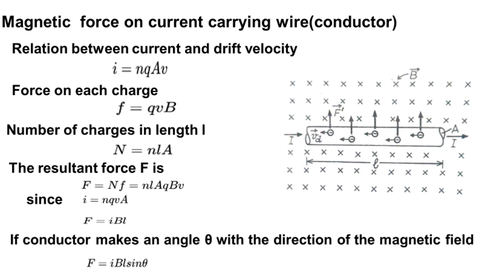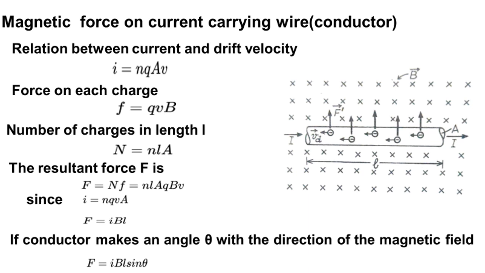Since the force on the conductor as a whole is the resultant of the force on the moving charges within it, let us take small n as the number of charges per unit volume which are moving inside the conductor with the drift velocity small v. As per the relation between the current and drift velocity, I equals nqAv, we have a force on each charge that is equal to qvB.